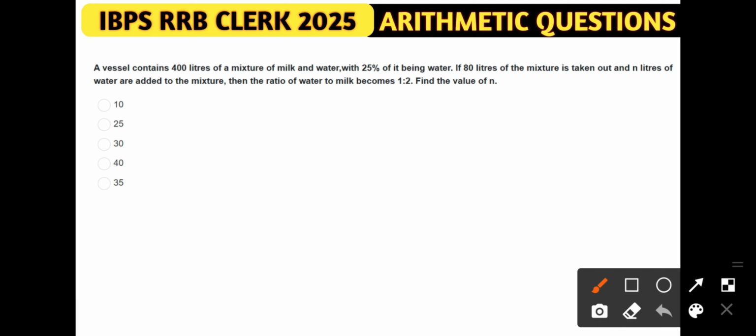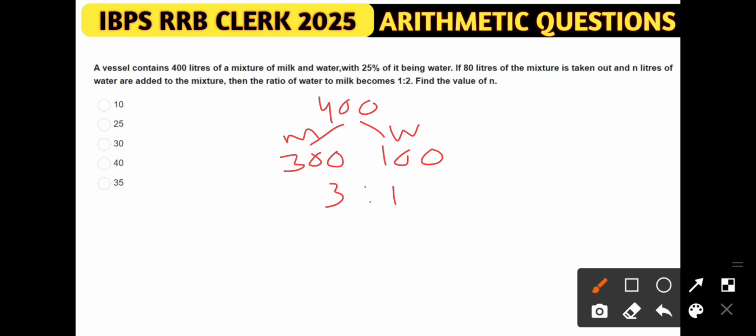Now we are moving on to question number 4. A vessel contains 400 liters of a mixture of milk and water. So it is given that there are 400 liters of milk and water, with 25% being water. So 25% of 400 is 100. So water will be 100 and milk will be 300. So it is in the ratio of 3:1.